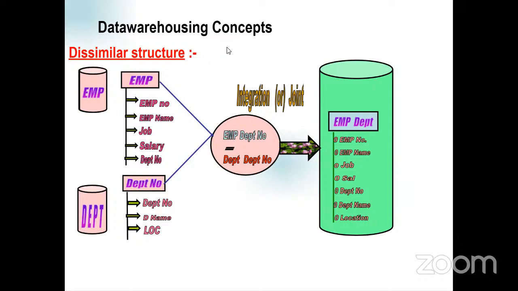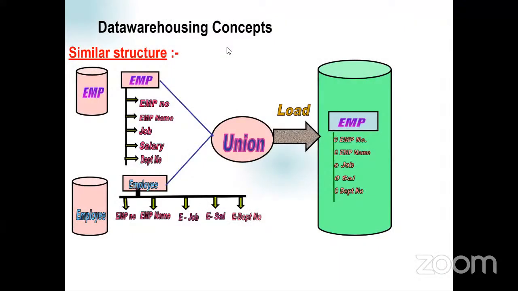The next one is similar structure. Similar structure means table names are different, but the column attributes are the same in those tables. Here we are combining the data in the form of a union. Sometimes I need to combine including the duplicates also, because sometimes we receive duplicates, right?